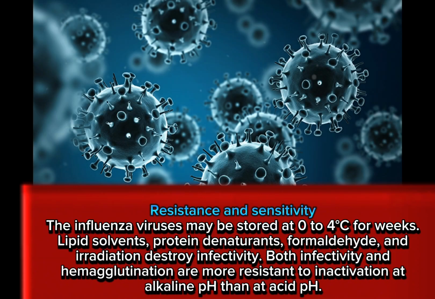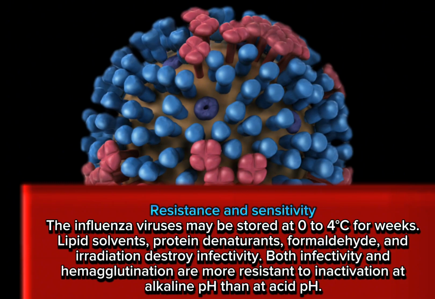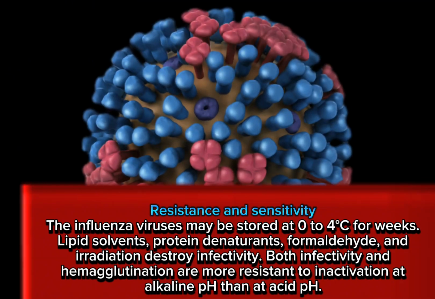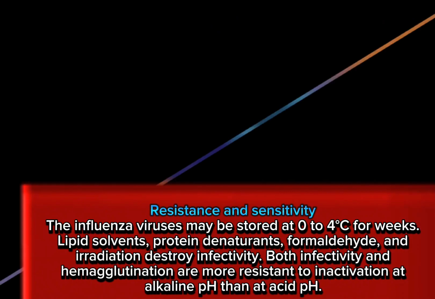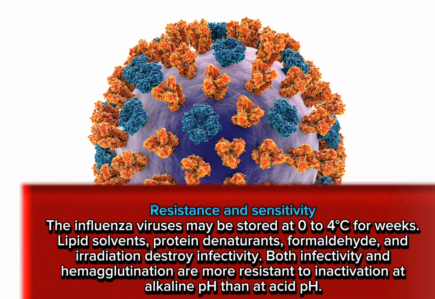Resistance and sensitivity. The influenza viruses may be stored at 0 to 4 degrees C for weeks. Lipid solvents, protein denaturants, formaldehyde, and irradiation destroy infectivity. Both infectivity and hemagglutination are more resistant to inactivation at alkaline pH than at acid pH.